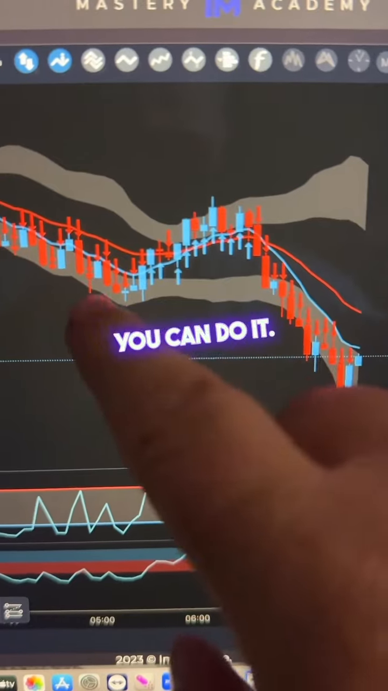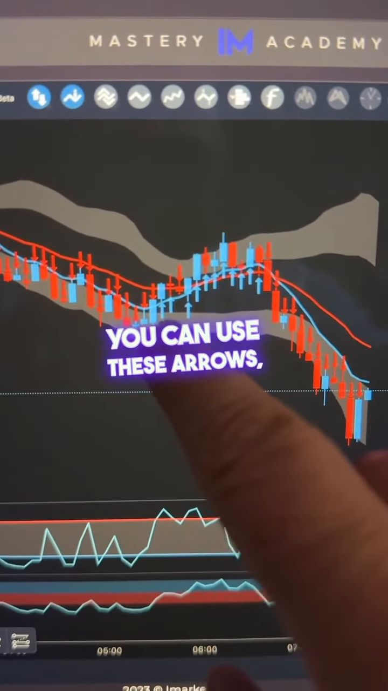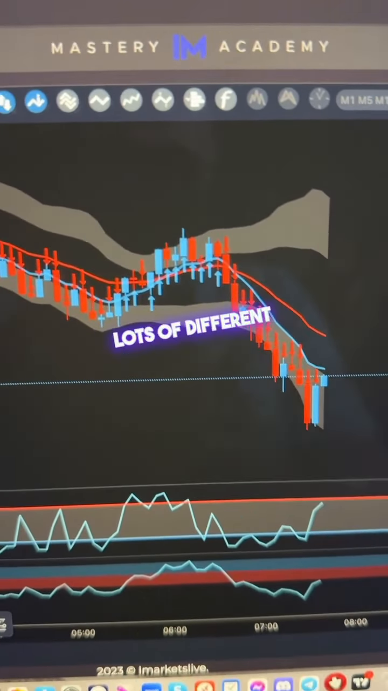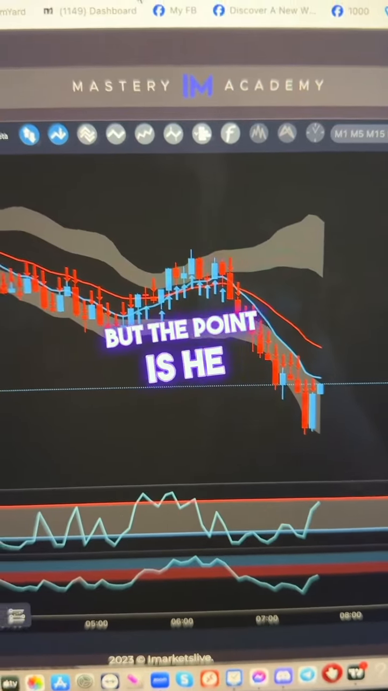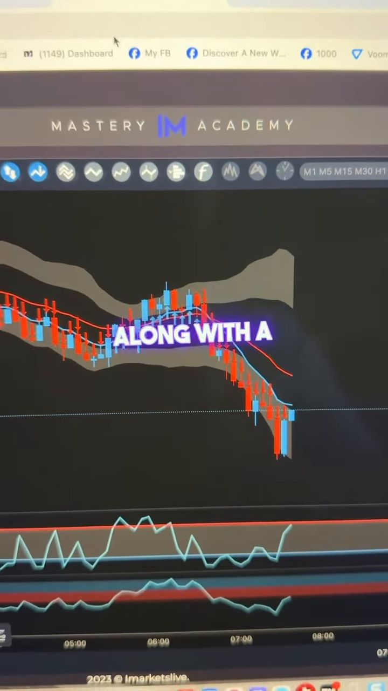And there's a lot of ways you can do it. You can draw a trend line here and get in on a trend line break. You can use these arrows, see a blue, blue, blue, blue, and then boom, you get a red arrow, you get in. Lots of different ways, guys. But the point is he found this within minutes, right? And was able to get on this move along with a lot of other people.